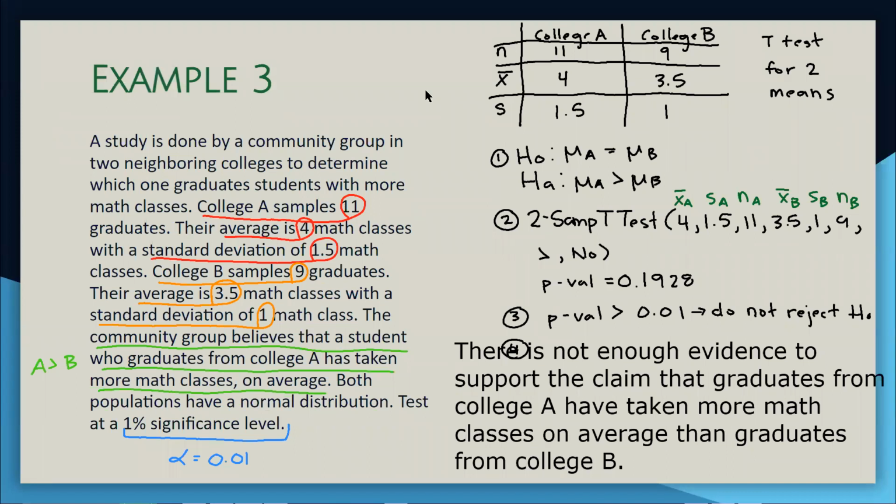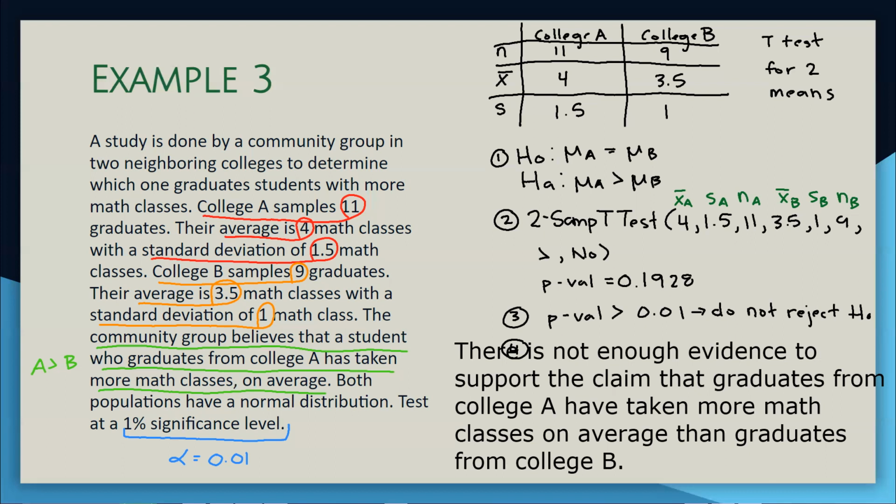Okay, so example 3. Studies done by a community group in 2 neighboring colleges to determine which one graduates students with more math classes. College A samples 11 graduates. Their average is 4 math classes with a standard deviation of 1.5. College B samples 9 graduates. Their average is 3.5 math classes with a standard deviation of 1. The community group believes that a student who graduates from College A has taken more math classes on average. Both populations have a normal distribution. Test at a 1% level of significance.